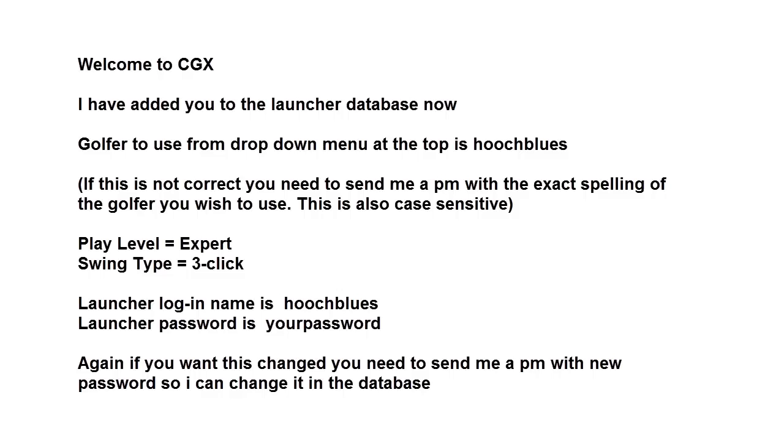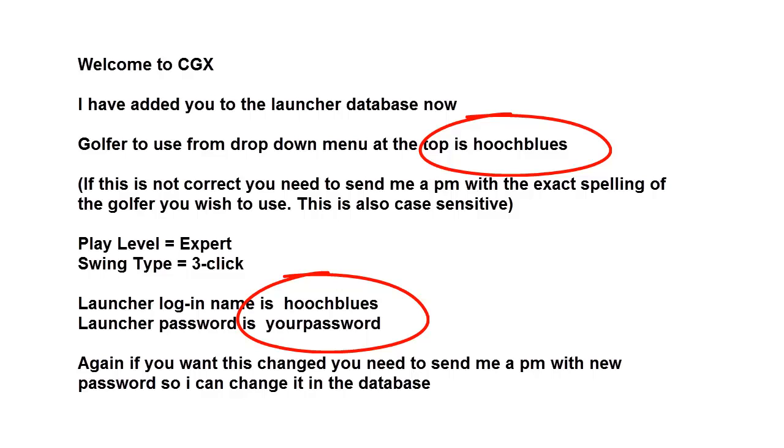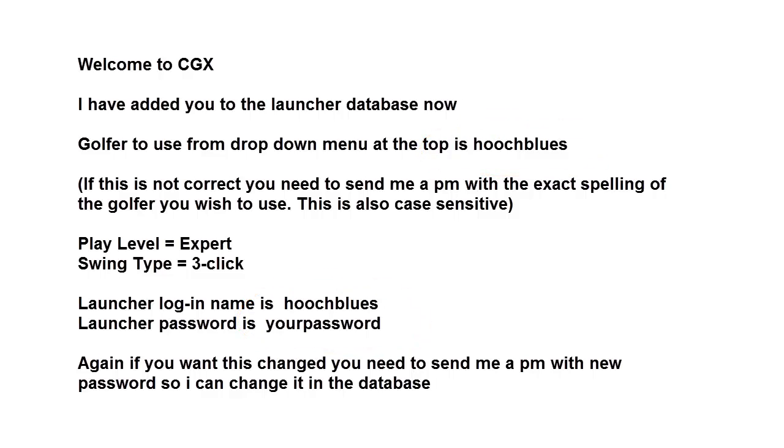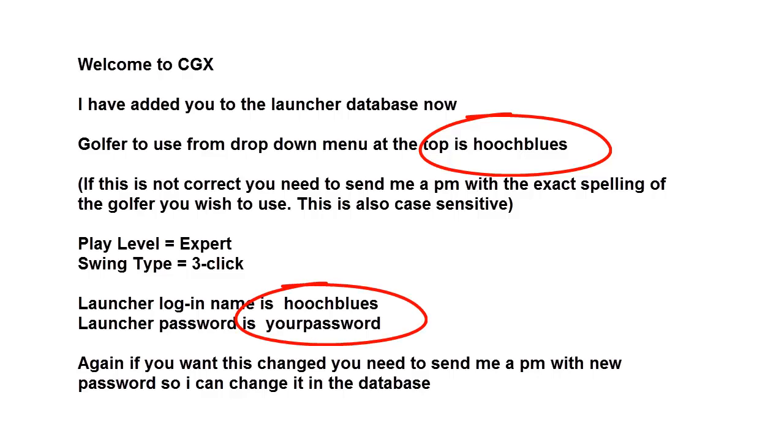Alright, let's go back to your welcome message, the PM you received when you joined the CGX Tour. And let's make note of your launcher login name and your launcher password. You'll see that I made my Tiger Woods golfer profile name the same as my launcher login name, but you may not have done so. At this point, we have the information you will use to log into both the World and the US Tour. You will use the same Tiger Woods golfer profile name, launcher login name, and launcher password for both tours. If you have also joined the Clambakers Tour, at the very least your password will be different.